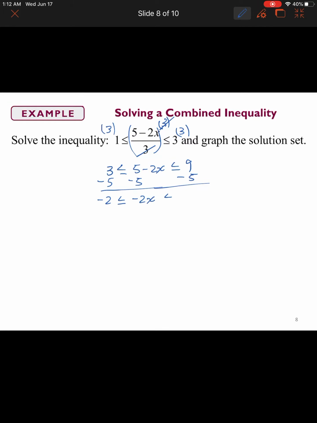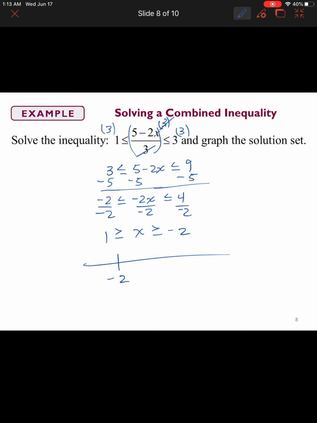That gives us -2 less than or equal to -2x less than or equal to 4. Dividing every term by -2. All right, what did we just do? We divided every term across an inequality by a negative, so that inequality symbol is going to flip for every inequality that is involved. All right, so there's your solution.